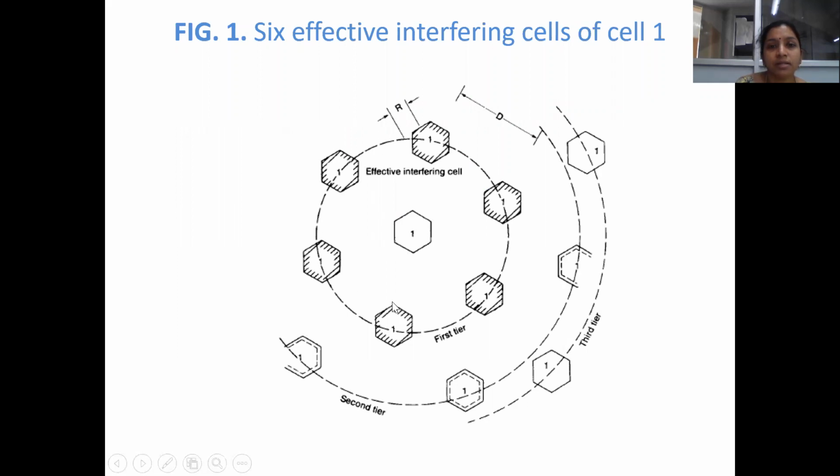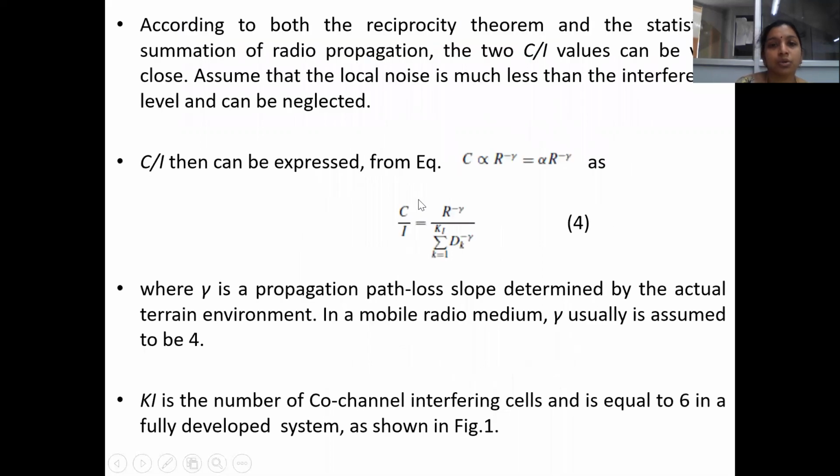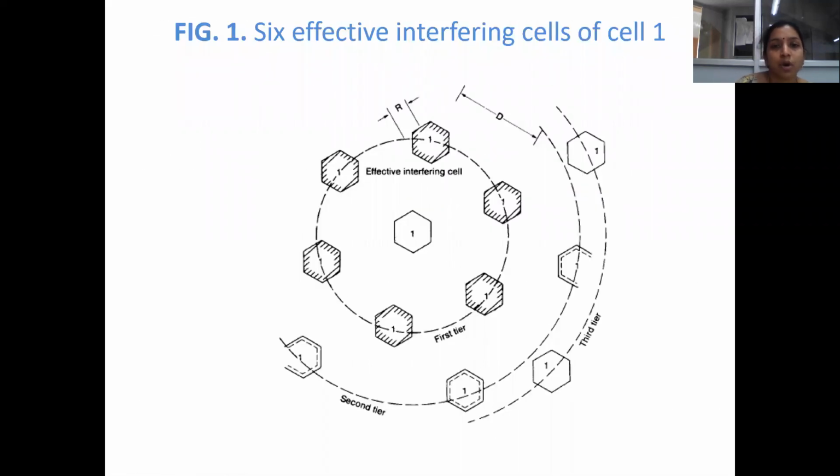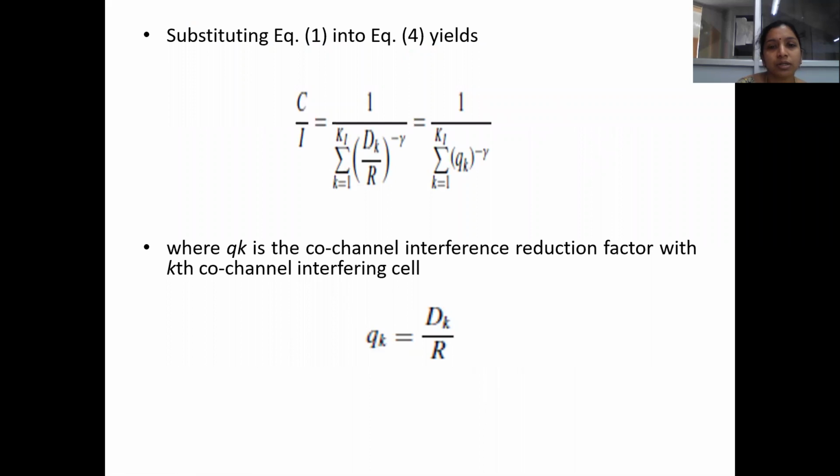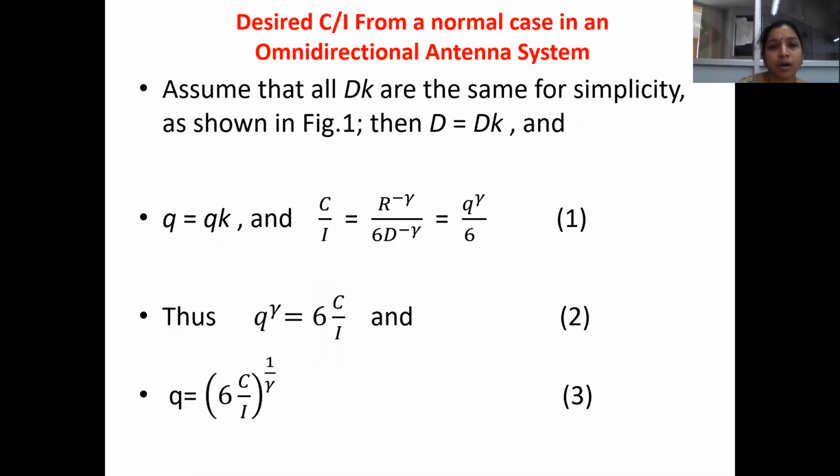We have 6 co-channel cells coming under interference. These 6 cells take part in causing co-channel interference. The distances of these co-channel cells is what we take as Dk, and we have derived that the co-channel interference reduction factor is Dk by R.